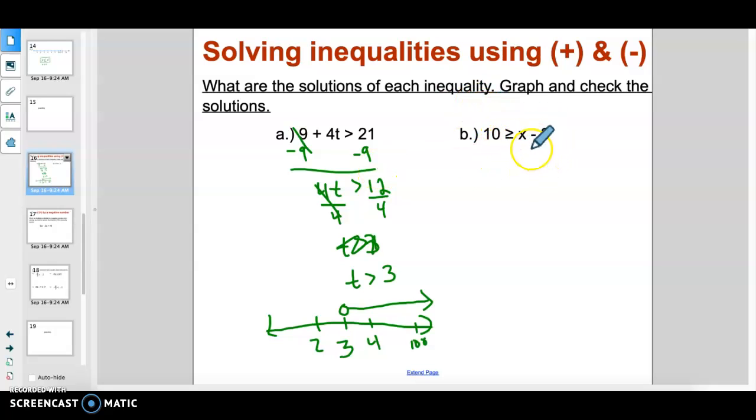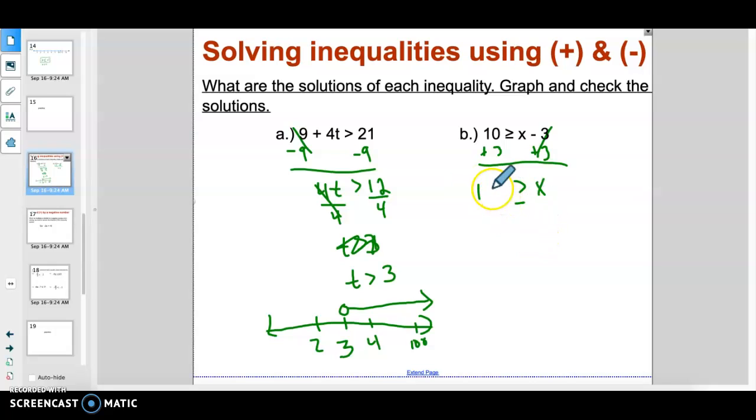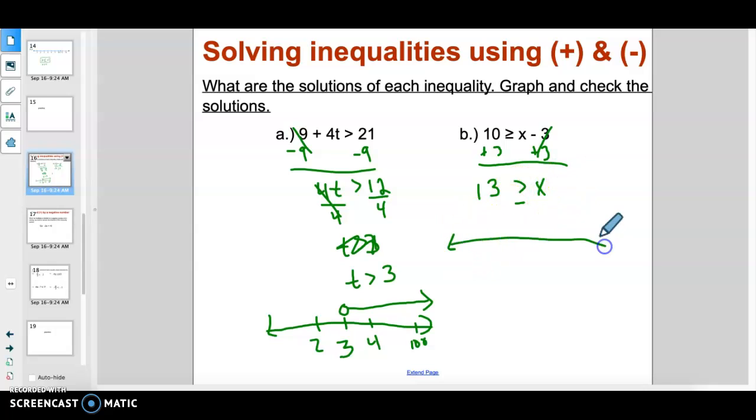So same thing here, if I want to get x by itself, I would add 3 to both sides. So x is less than or equal to 13. So that's one way of looking at the solution. Okay, 13, there we go. So x is less than or equal to 13. So that in itself is a solution, but you could also look at the solution on a number line.